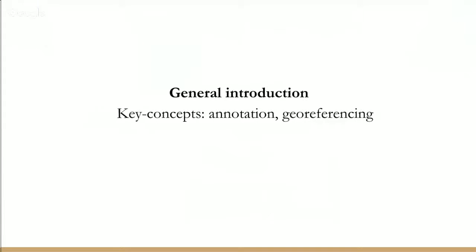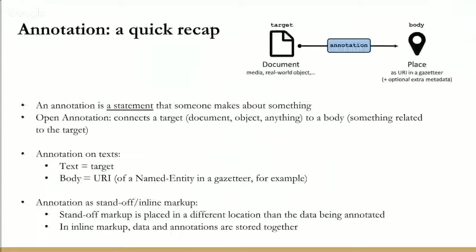So first, I will make a very quick recap of what we discussed in the previous session about named entities. Essentially, what does it mean to annotate something, in this case geographical data? Basically, an annotation is the equivalent of a scholarly annotation. When you annotate something in your textbook, either adding information or identifying people or places, you make a statement about something, and that's essentially what digital annotation is as well, but without pen and paper, obviously.